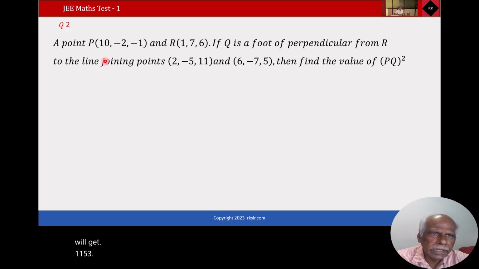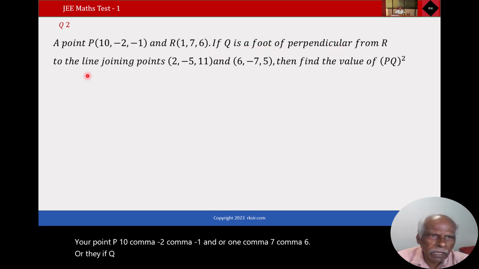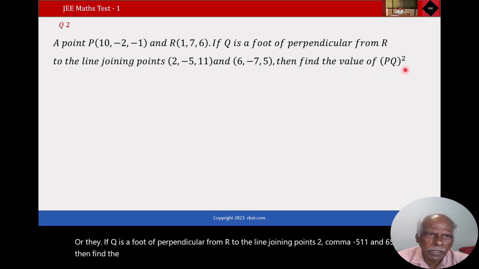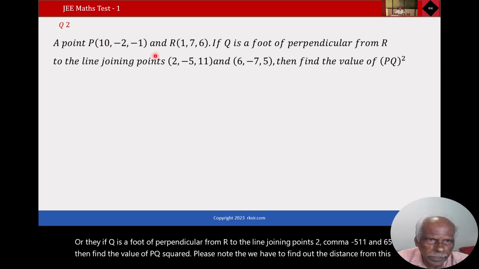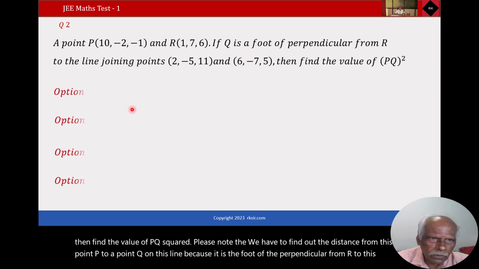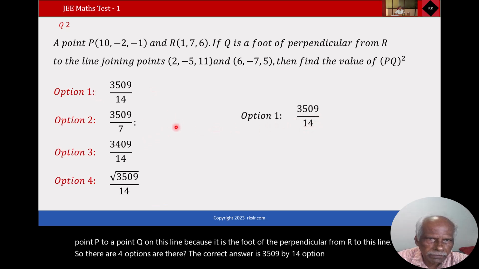Points P(10, -2, -1) and R(1, 7, 6) are given. If Q is the foot of the perpendicular from R to the line joining points (2, -5, 11) and (6, -7, 5), then find the value of PQ squared. Please note, we have to find the distance from point P to point Q on this line, because it is the foot of the perpendicular from R to this line. There are 4 options. The correct answer is 3509/14, option 1. We will see how to do it.